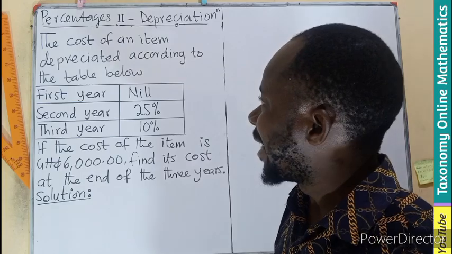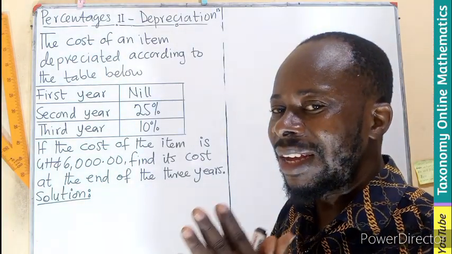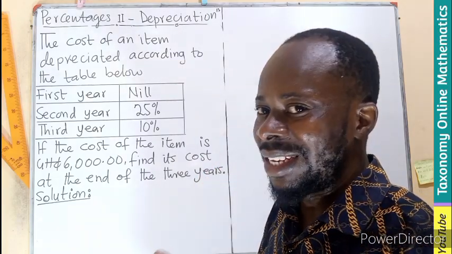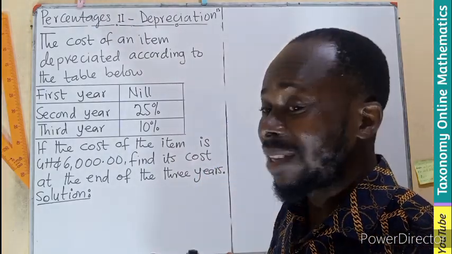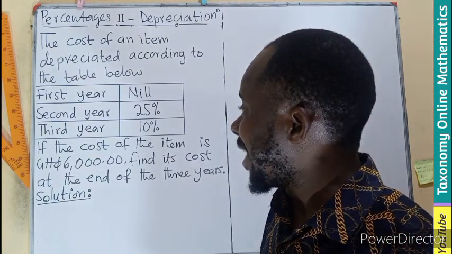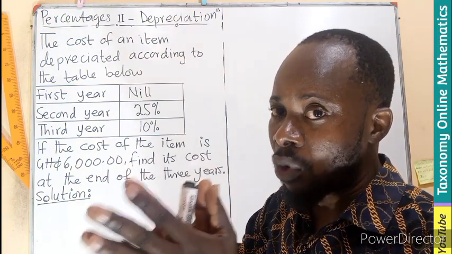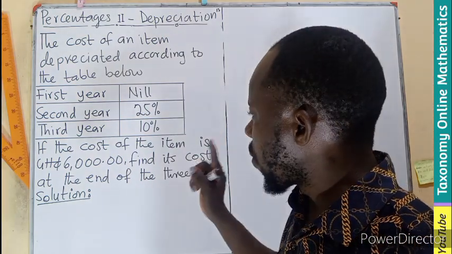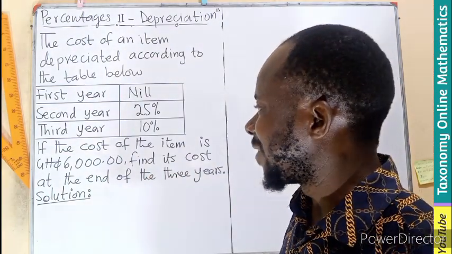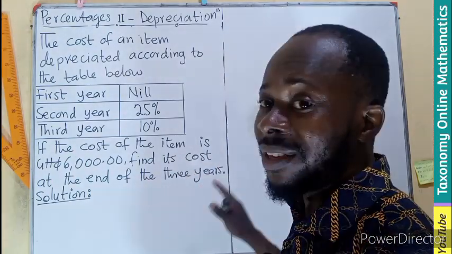So the cost of an item depreciated according to the table below. First year, there was no depreciation, meaning the value remained the same. Second year, it depreciated 25% of its cost price. Then the third year, it depreciated 10% of its cost price. If the cost of the item before this depreciation starts is 6,000 Ghana cedis, you have to find its cost at the end of all these 3 years.